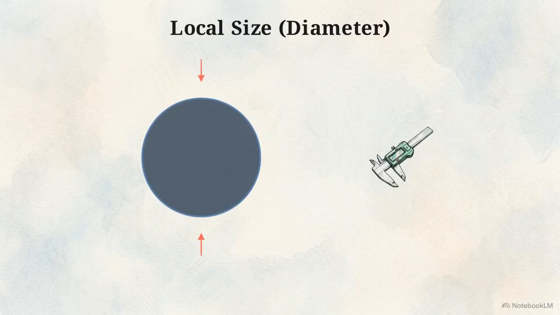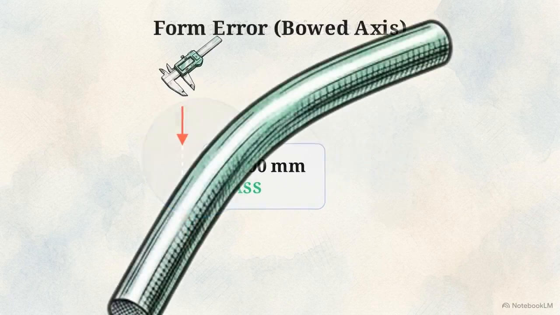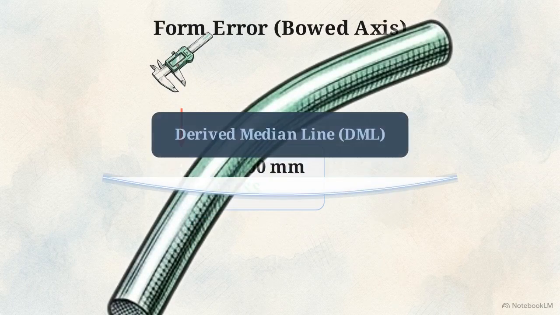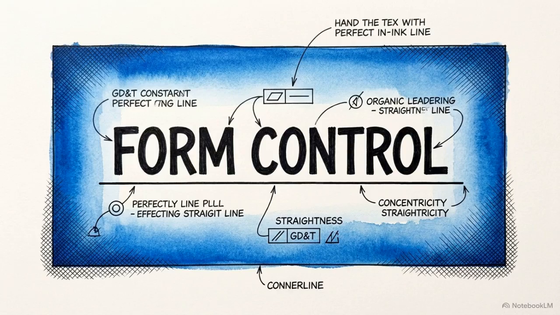The calipers only confirmed the distance between two opposing points on the surface. They completely missed the fact that the actual center line running down the length of the shaft is bowed like a banana. To close the gap between a static size measurement and the physical shape of a part, engineers rely on a specific geometric dimensioning and tolerancing tool, Straightness.